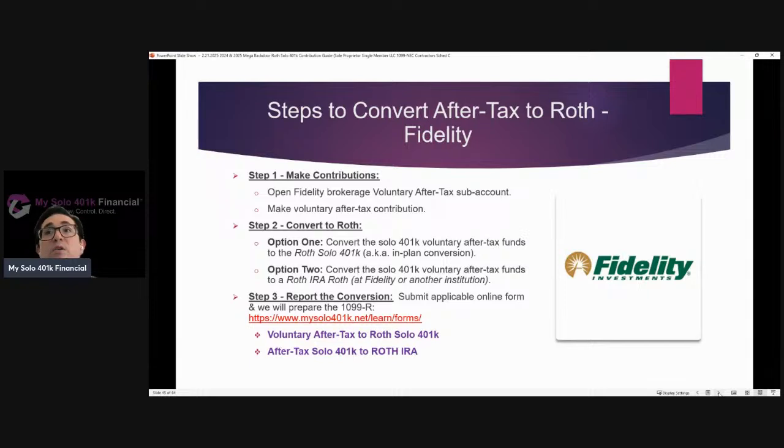Because remember, the voluntary after-tax contribution itself, that first step in the process, that's not reportable. There's no place to report voluntary after-tax contributions for a business taxed as a sole proprietorship. But that second step, the move from the voluntary after-tax account to the Roth, that is reportable on a 1099-R issued by the plan. We provide that service as an optional free service. In other words, no additional charge.